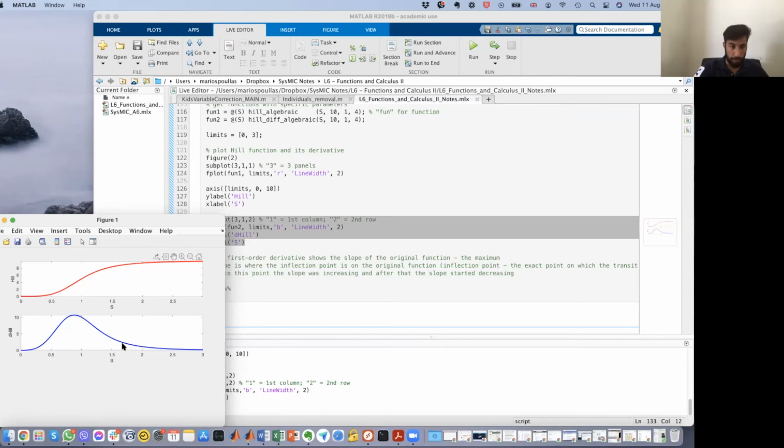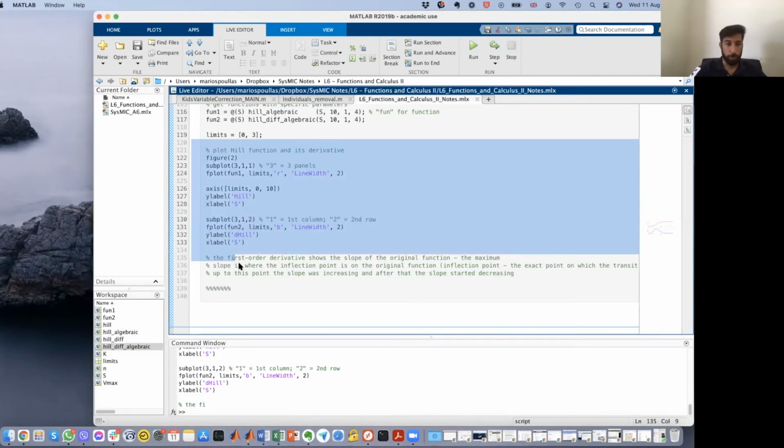So the blue line here, the first order derivative, describes the slope. The slope is increasing up to this point, which we are gonna be finding later what this point is, and then it starts decreasing again until it reaches 0, because the original one has reached the maximum rate, which is equal to 10.